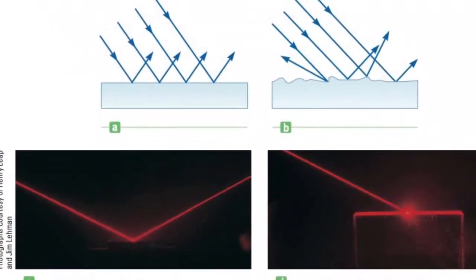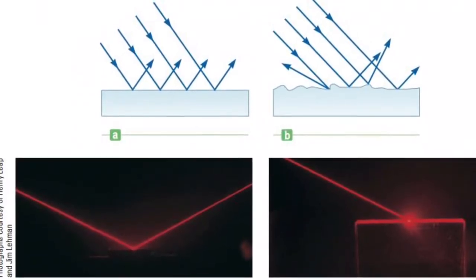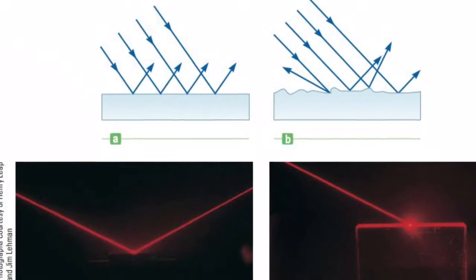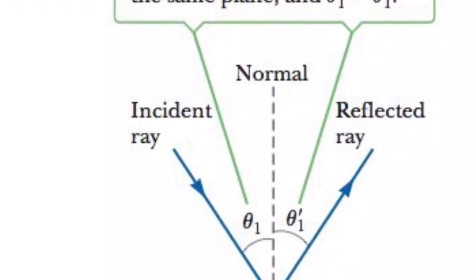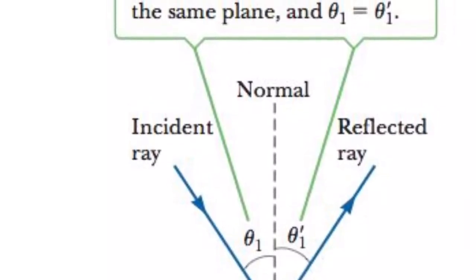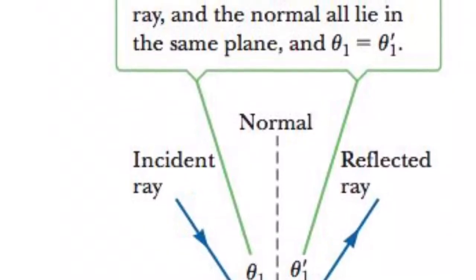The second type of reflection is diffuse reflection. Diffuse reflections are when light hits a surface and bounces back at different angles, as shown in B and D. As you can see in this figure, as the light reflects off this surface, the angle that it hits the surface with is the same angle that it leaves with.